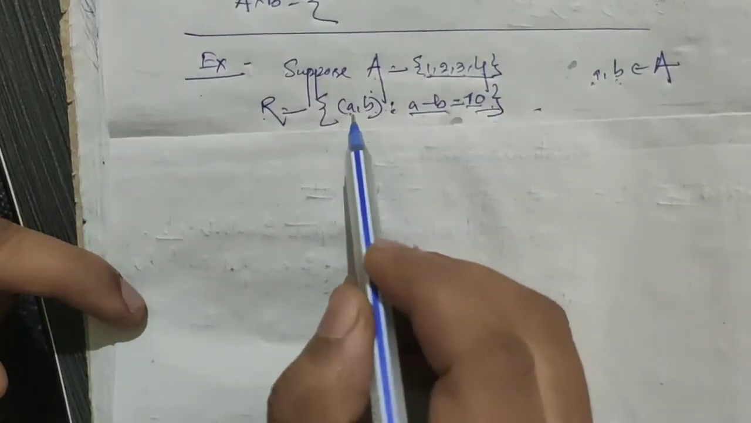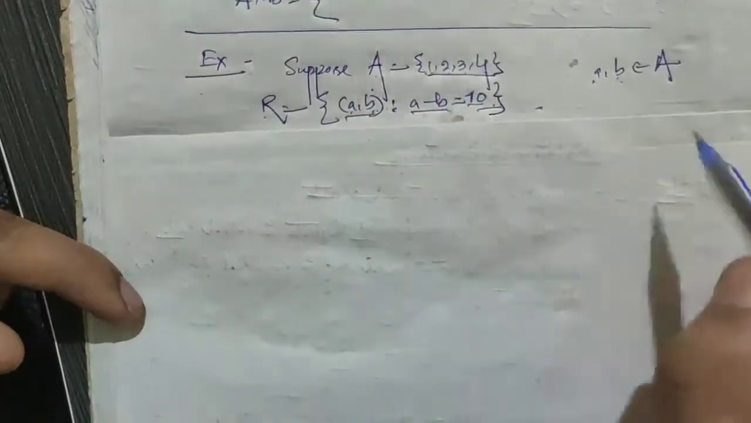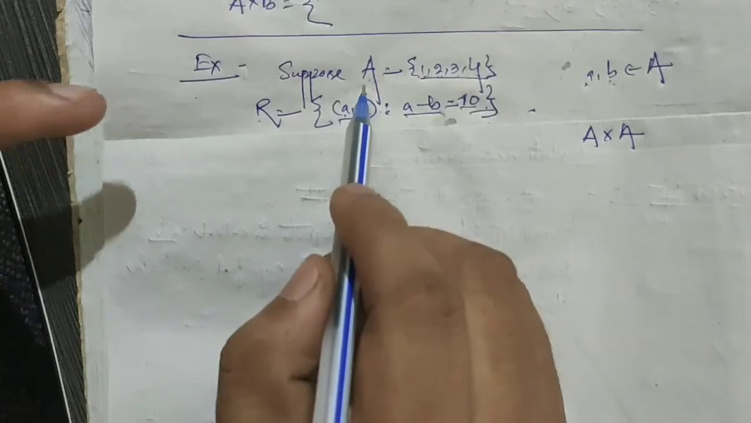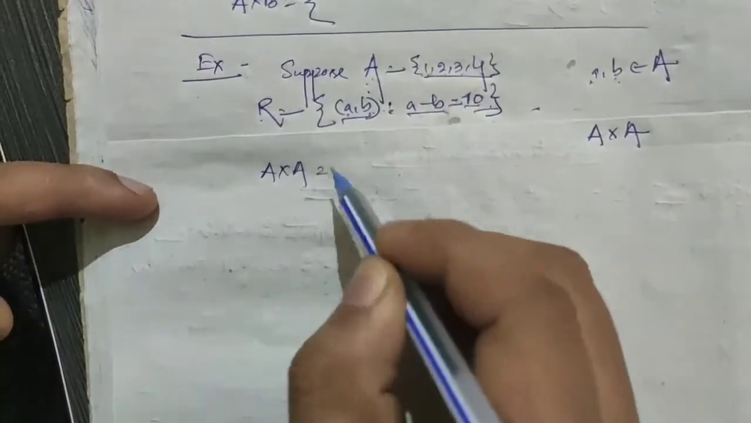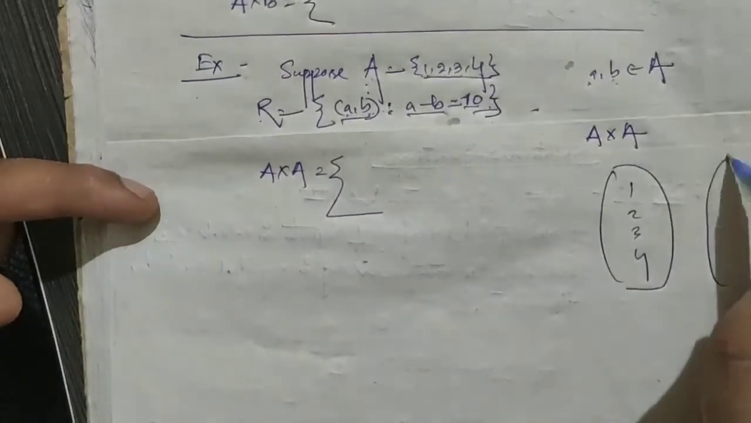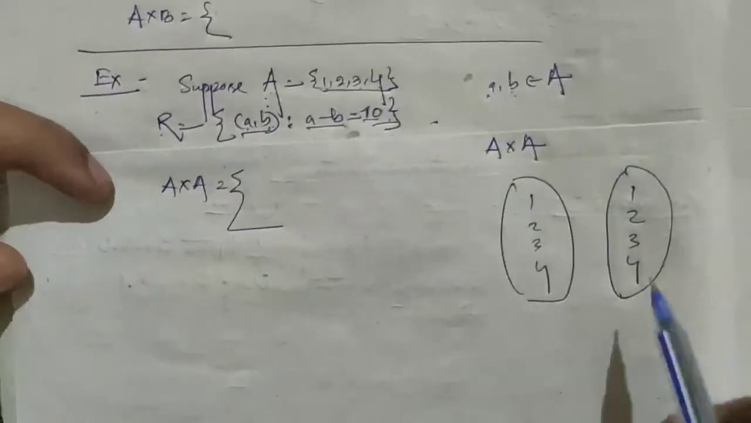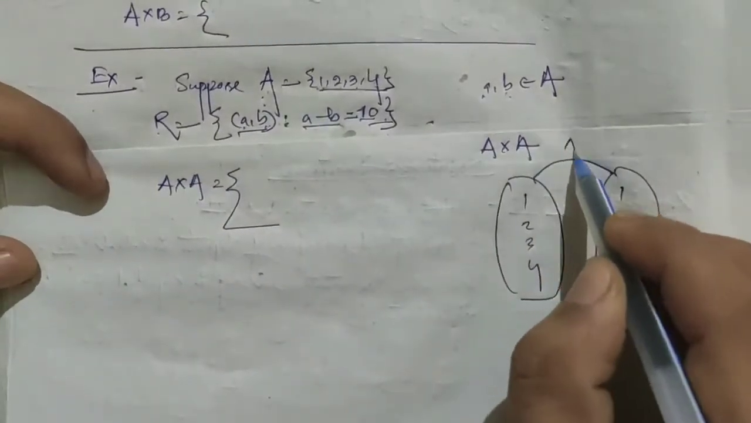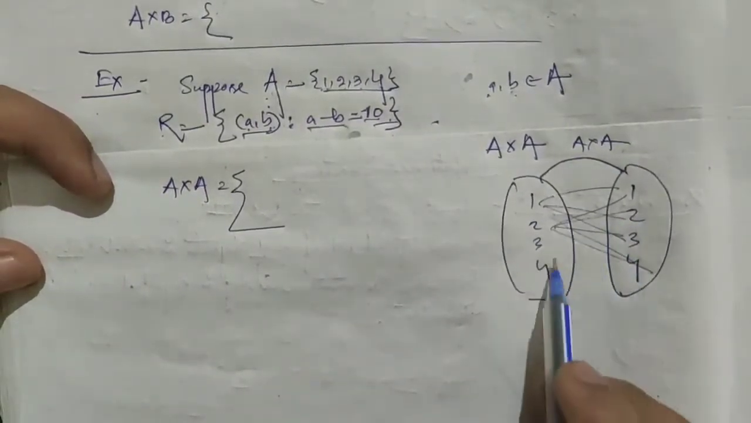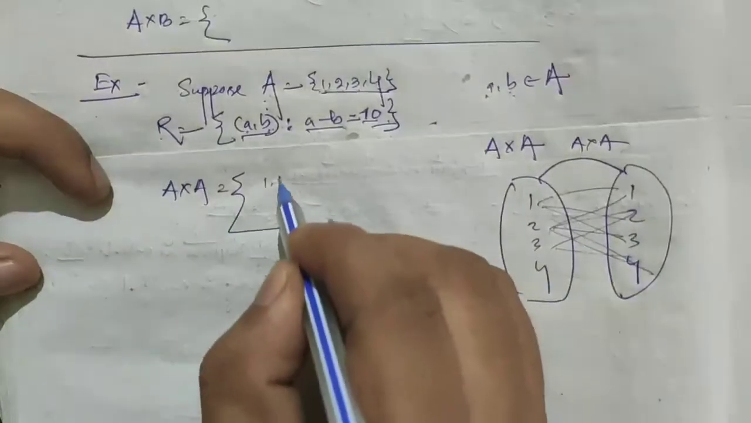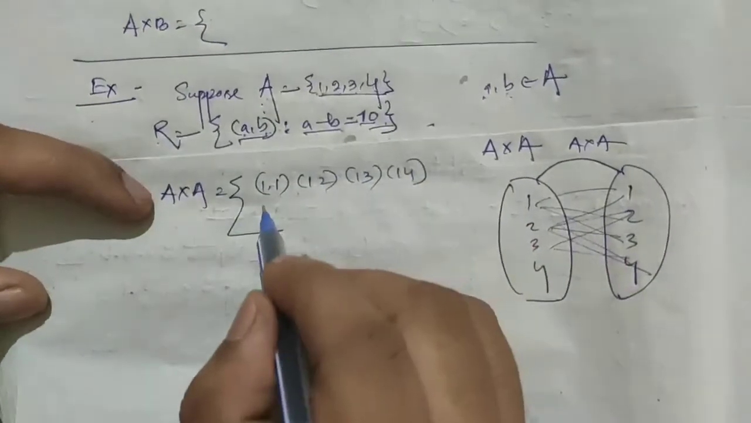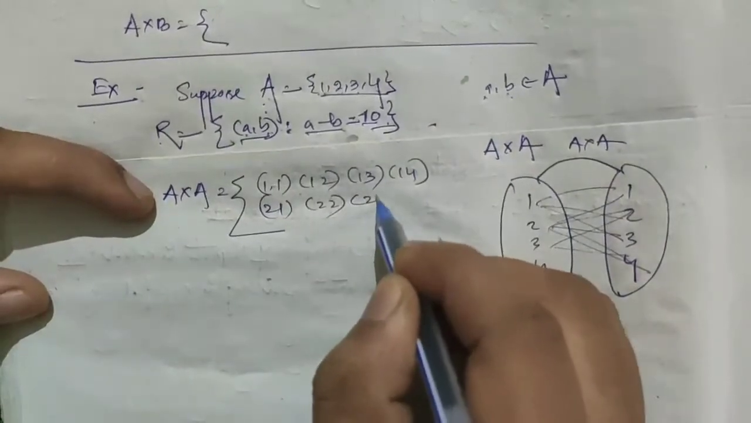So definitely here a and b come from the Cartesian product A cross A. When we are defining A cross A, this is A: 1, 2, 3, 4, and this is also A: 1, 2, 3, 4. Now we are going to make the Cartesian product A cross A, which means all the ordered pairs you are going to write. It means (1,1), (1,2), (1,3) and (1,4). Then (2,1), (2,2), (2,3), (2,4).